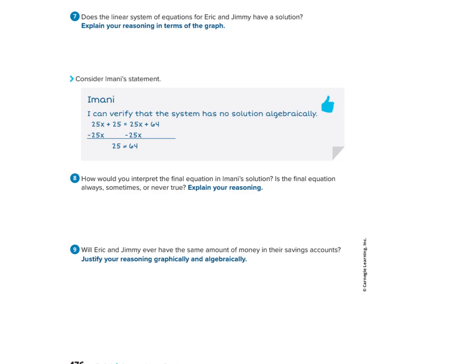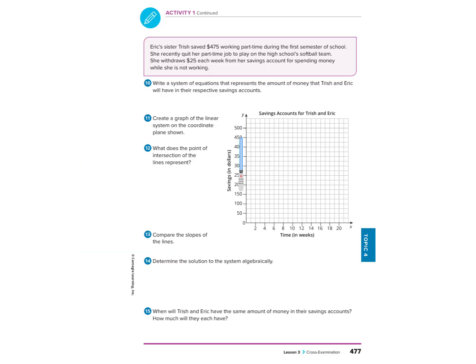So she takes both equations, she sets them equal to each other, and she solves them. And what you'll see here at the end is she gets that 25 is equal to 64. Well, that's not true. So if you get a statement that isn't true, you just solved algebraically that there's no solution. So the same thing we did with the graph, you can do with algebra. Okay, that's it for that page. Go ahead and look at the next one.